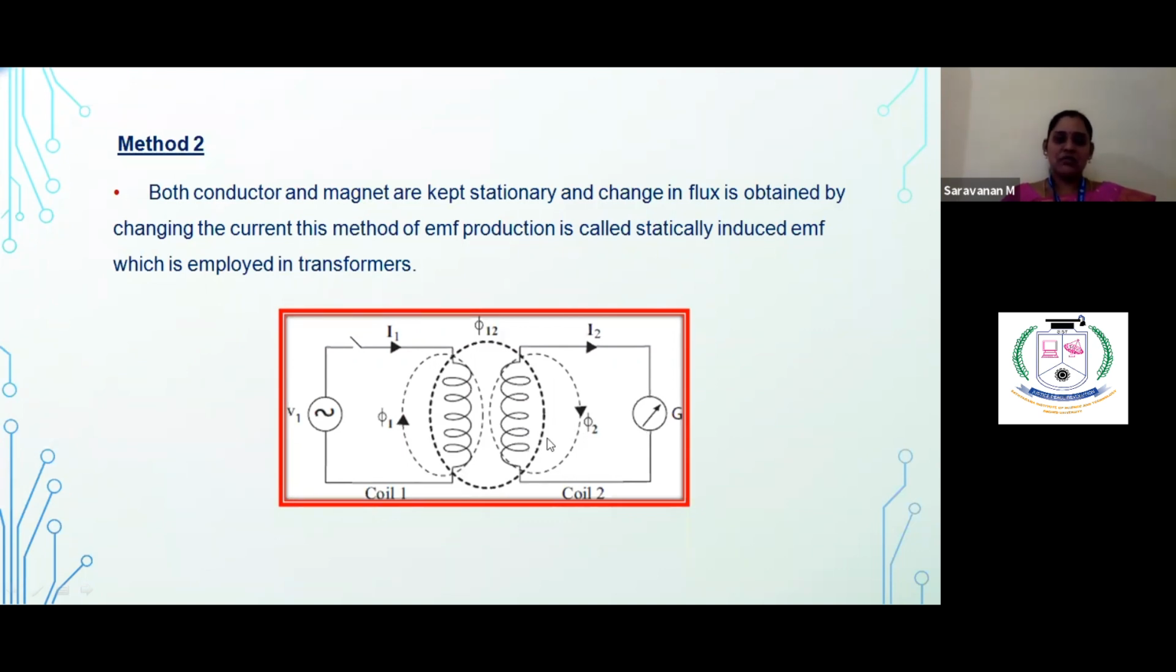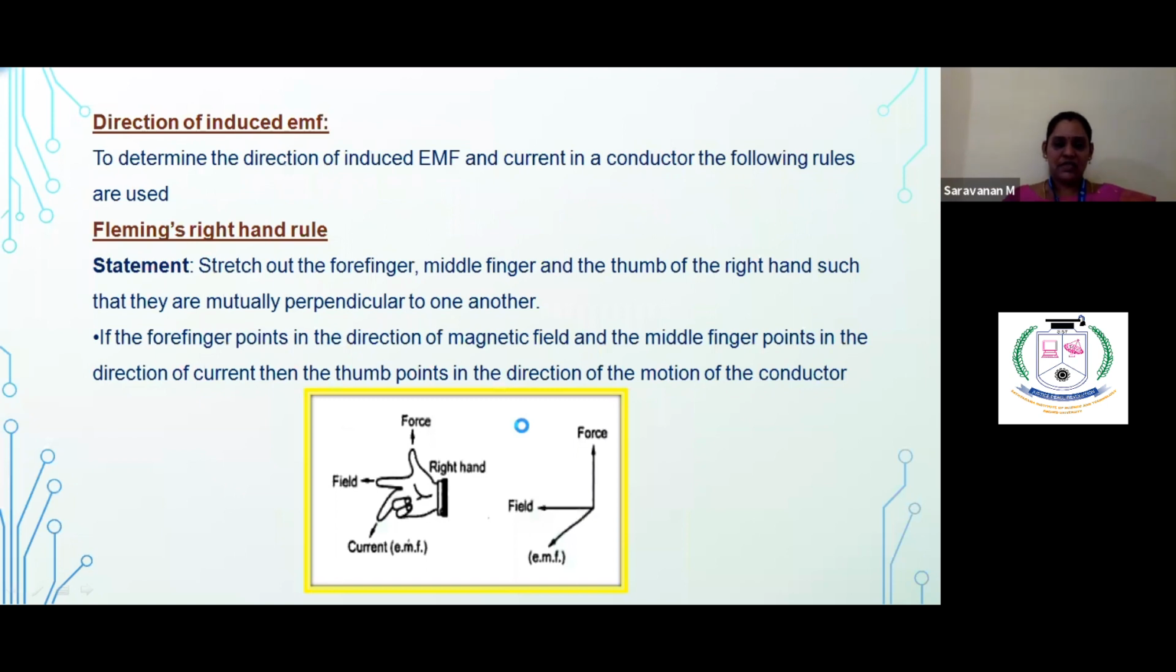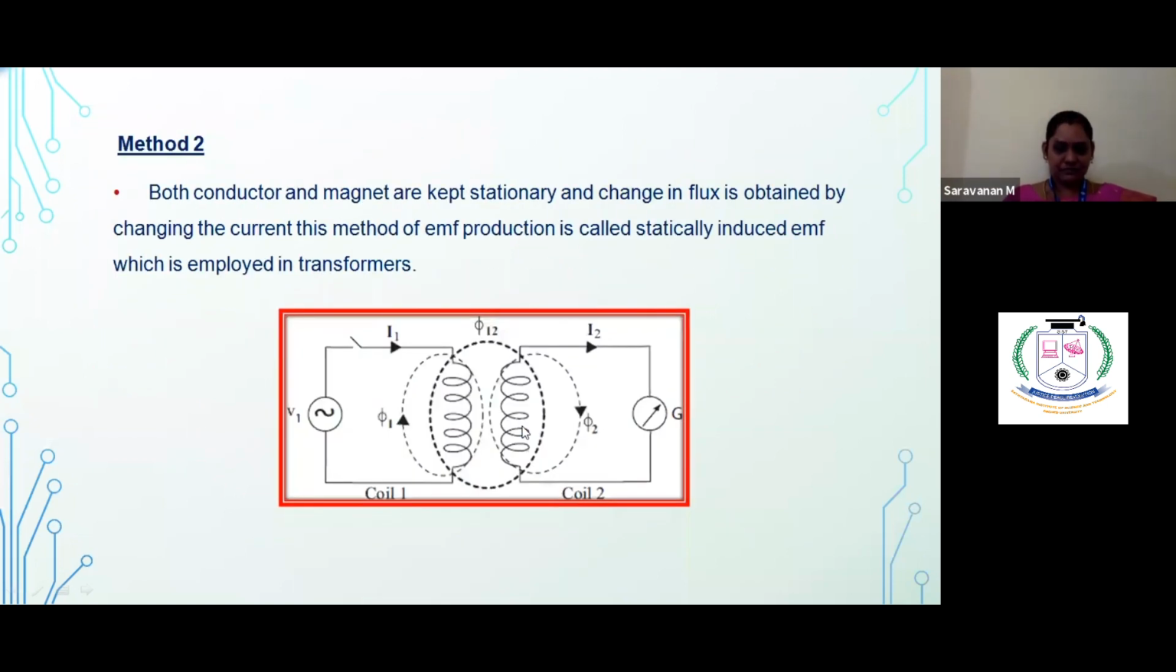So this is a very good example, and it is nothing but the simple operation of your transformer. From this, what I want to explain is the phenomenon of electromagnetic induction. What happens in the electromagnetic induction principle?